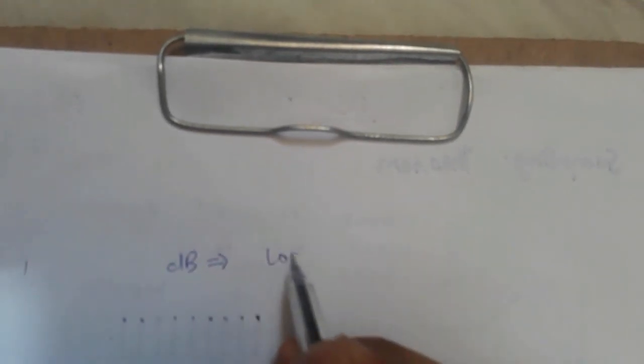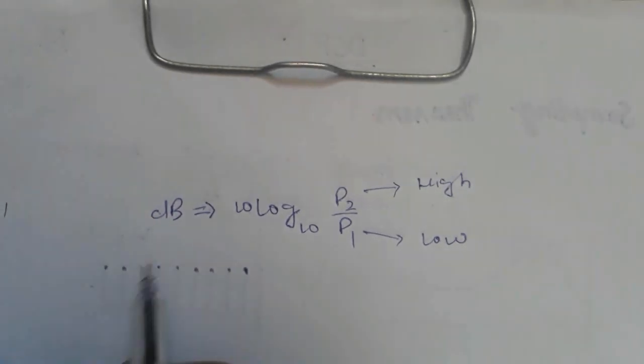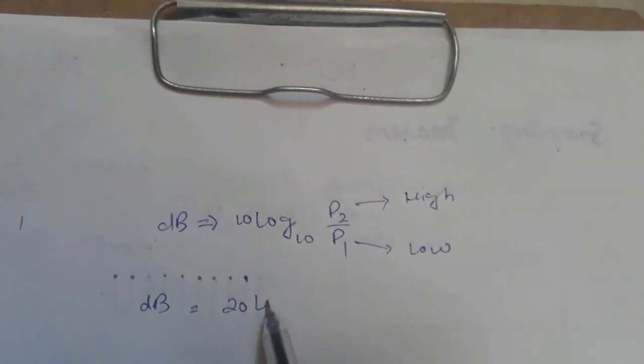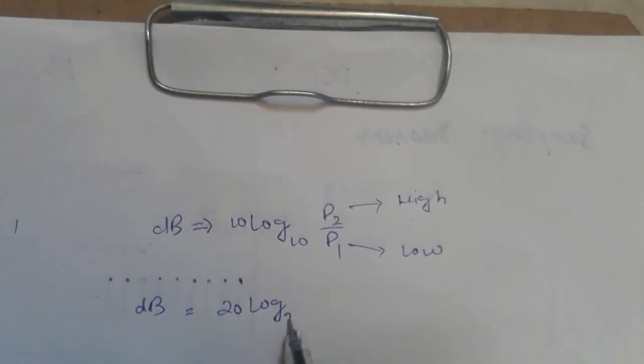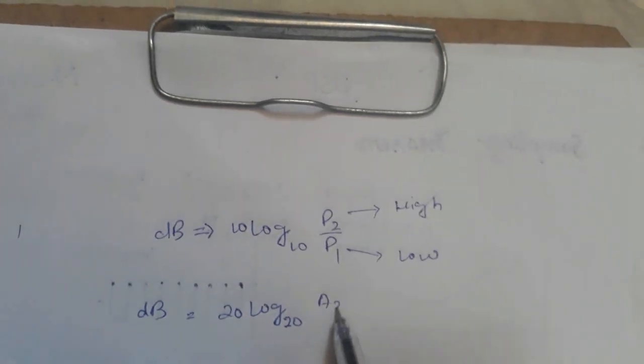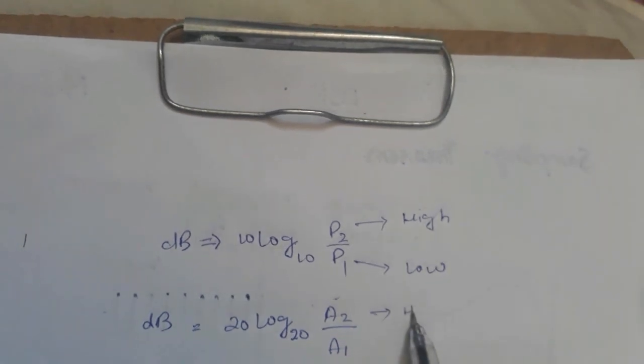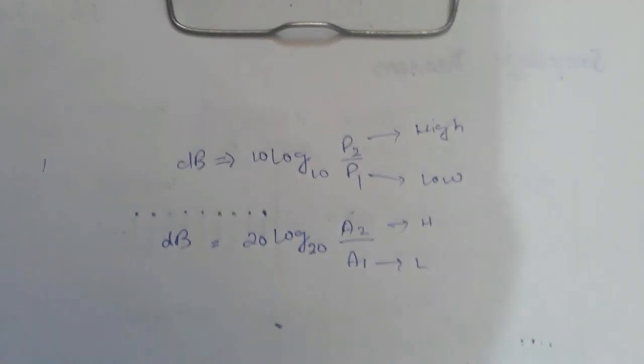If we want to convert our results into dB or decibels, then we have a formula: 10 log10 of P2 over P1, where P2 is the high power and P1 is the low power. Similarly, if we have amplitudes, then here we multiply by 20 instead, with log10 of A2 over A1. This is the high amplitude and this is the low amplitude.